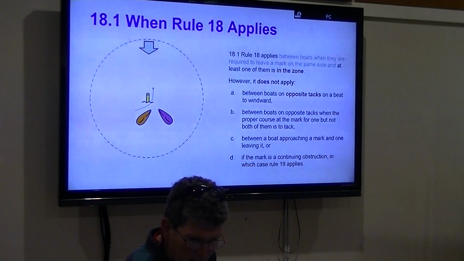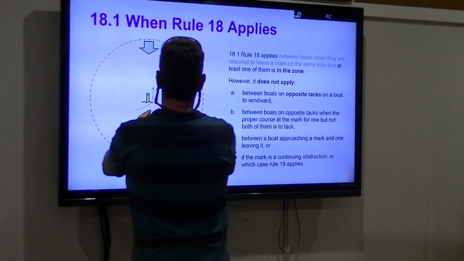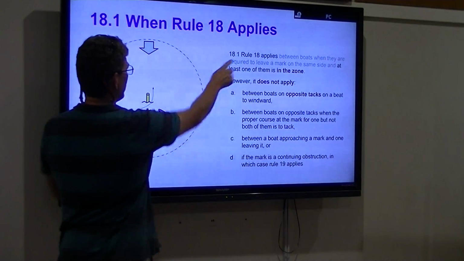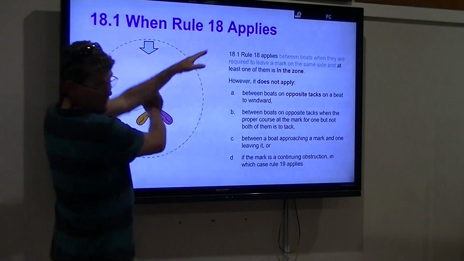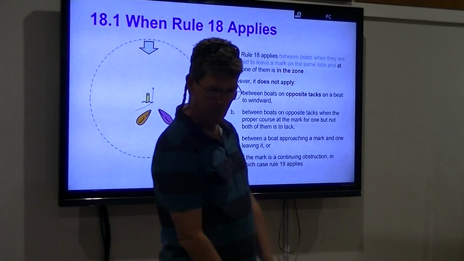Between boats on opposite tacks, when the proper course at the mark is for one but not the other to tack, well, neither of these have to tack. He can go that way and he can go that way, but he thinks the wind's good that way, he thinks the wind's good that way. They can both justify continuing on. No one needs to tack. So B doesn't apply.